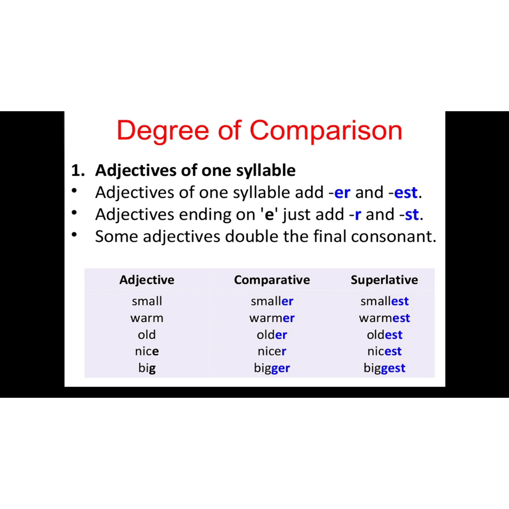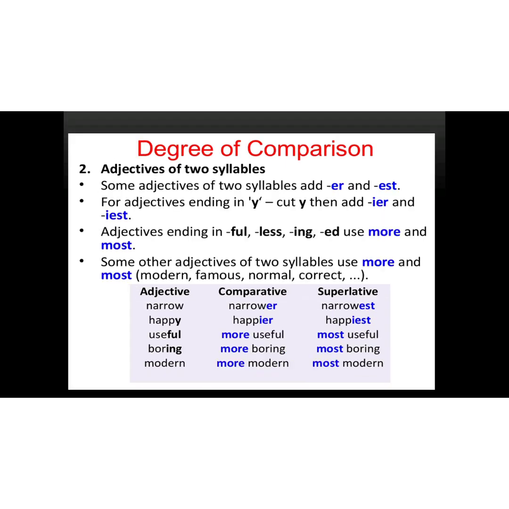Now take a look at the rules of degree of comparison. Rule number 1: adjectives of one syllable. Adjectives of one syllable add er and est. Adjectives ending in e just add r and st. Some adjectives double the final consonant. Examples: small, smaller, smallest; warm, warmer, warmest; old, older, oldest; nice, nicer, nicest; big, bigger, biggest.